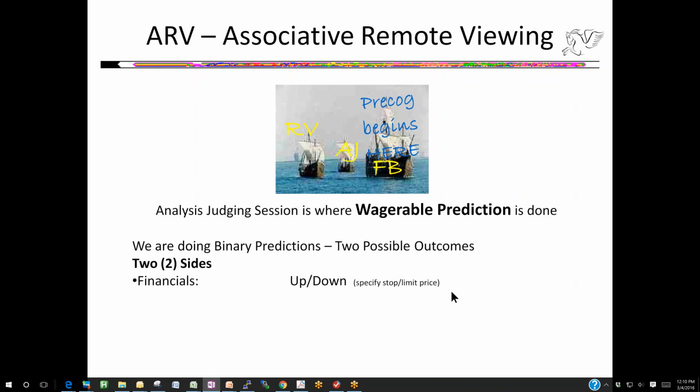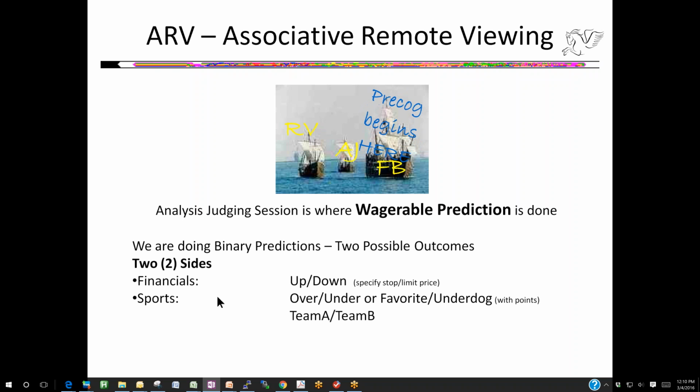We specify typically stops and limits when we do financials. In sports, we do things like over under the total score. We do favorite underdog, with points. We could do team A, team B. With politics, we could do what we're doing now, by saying Hillary Clinton versus everybody else.